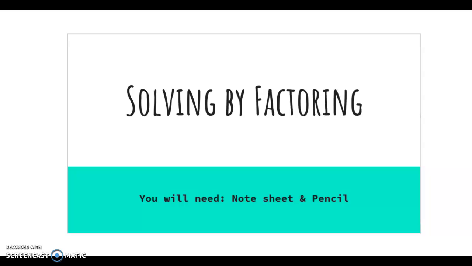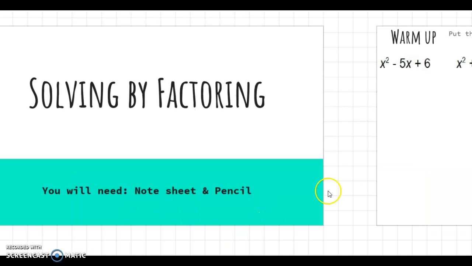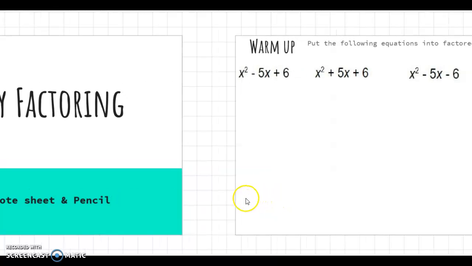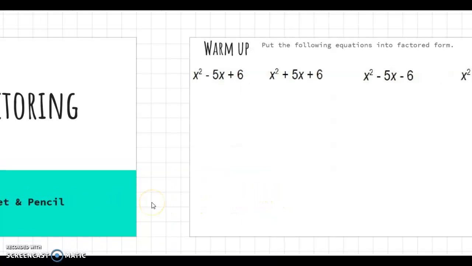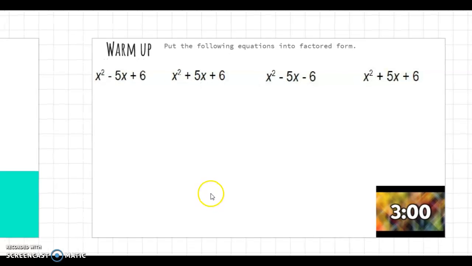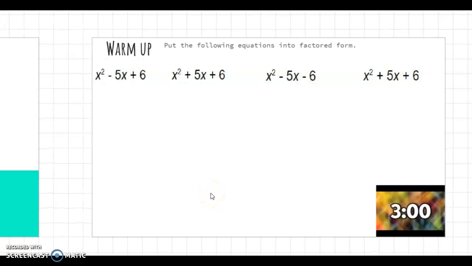Today's lesson is going over solving by factoring. So the day before we worked on the zero product property, and that's what we're going to continue to work on. So your warm-up was to put these equations into factored form. And the last one we're actually going to cross out. That was just a repeat.